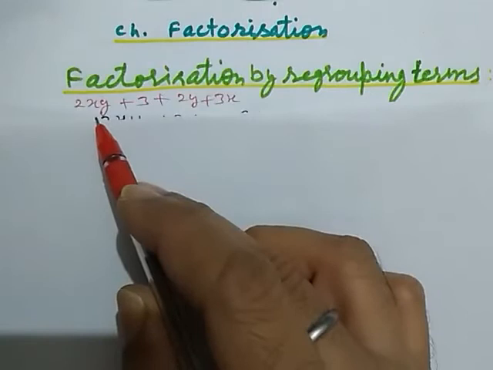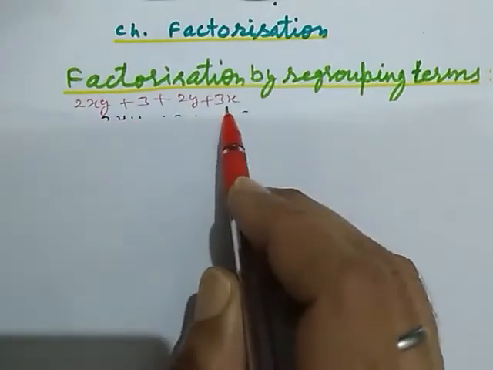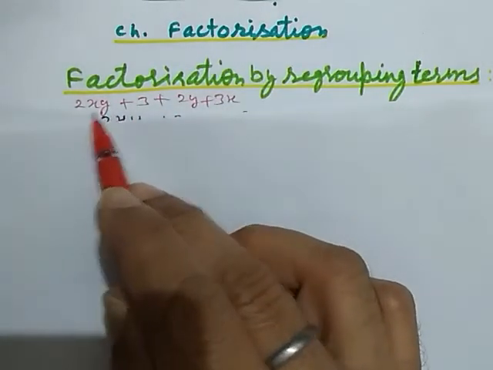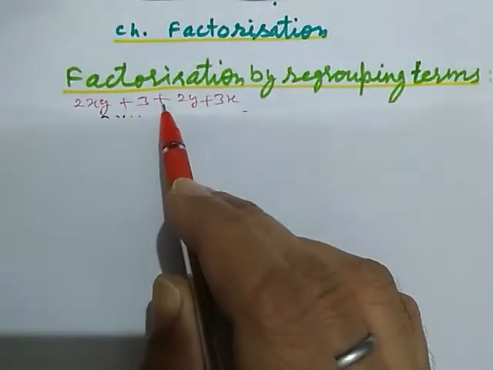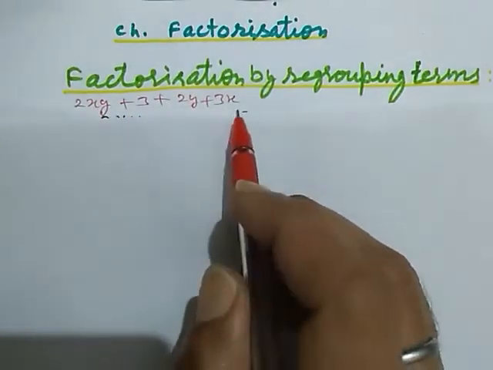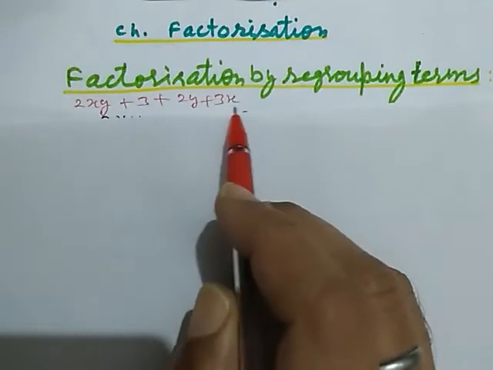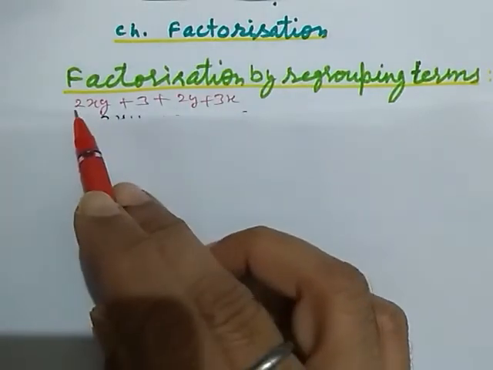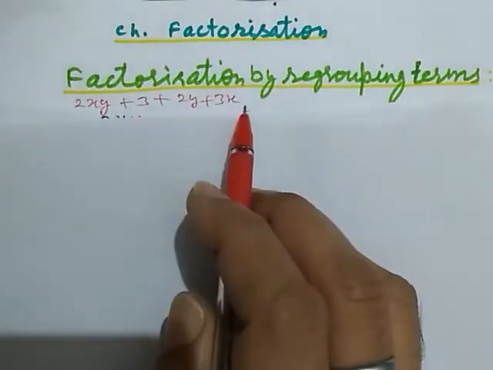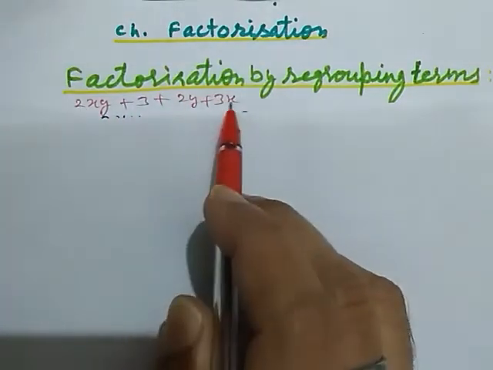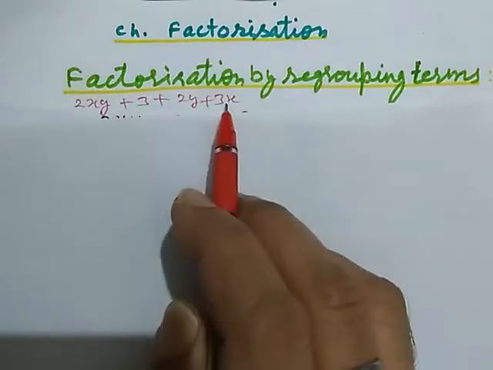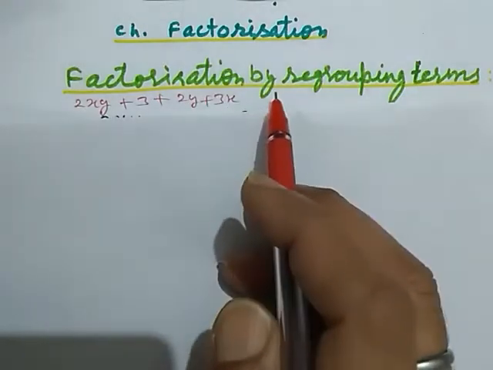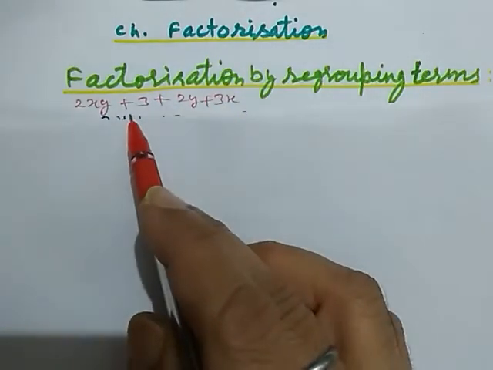This is our expression: 2xy plus 3 plus 2y plus 3x. In this, by observing, we feel that there is nothing common throughout. In the whole expression there is nothing common. Then what can we do?